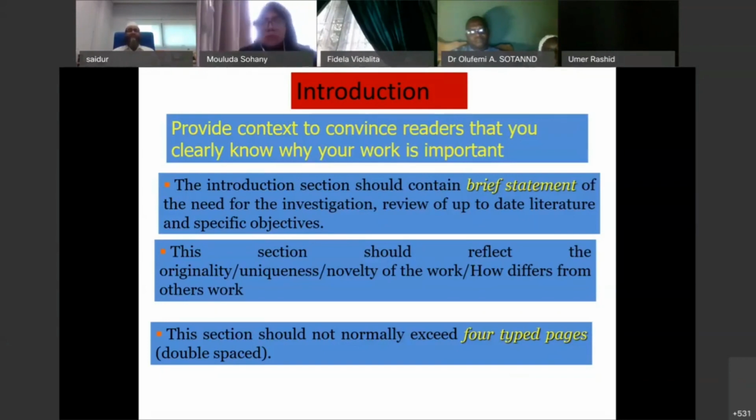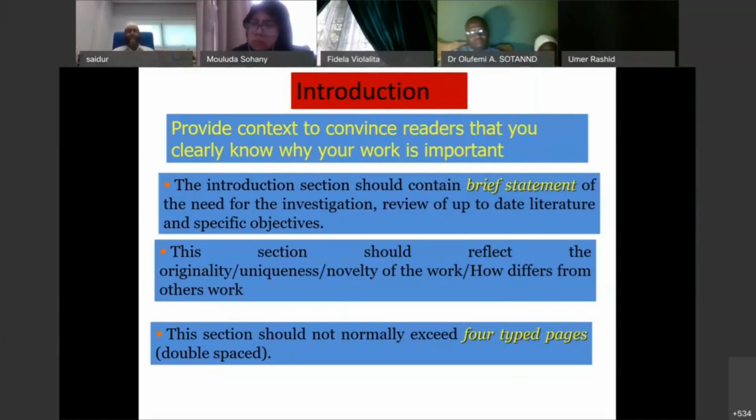Up-to-date, latest, relevant literature is also important. This section should reflect that. Specifically, I will put a little more time on originality, uniqueness, novelty, and how it differs from others' work. This is actually the major challenge even we are facing. We always start from the very beginning, asking what our novelty and originality would be, but sometimes reviewers do not agree with our originality. They dig out literature and find that it is not that novel, only marginally. So it is a very important aspect that needs to be addressed in this component of a manuscript.